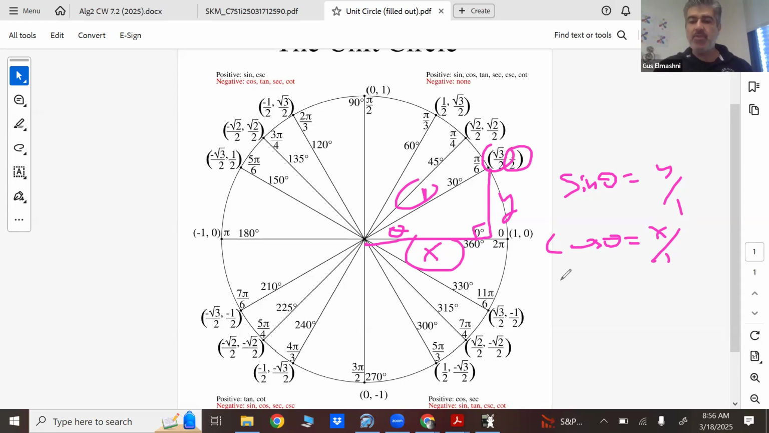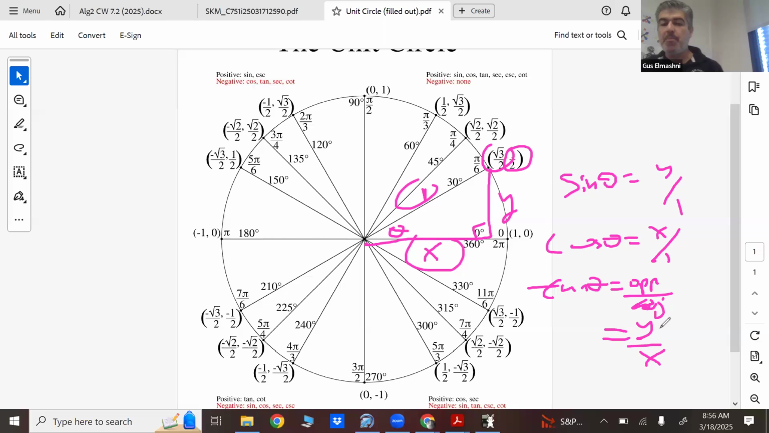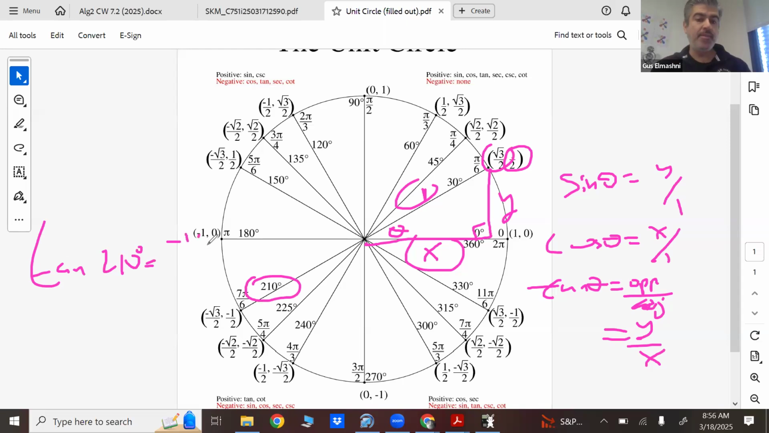By the way, tangent. Isn't tangent opposite over adjacent? What's my opposite here? Y. What's my adjacent? X. Tangent will be y over x. So for example, say I ask you for tangent 210 degrees. What's that going to equal? It's going to equal y over x. So I divide those together, and that'd be my answer. We'll do this stuff later.